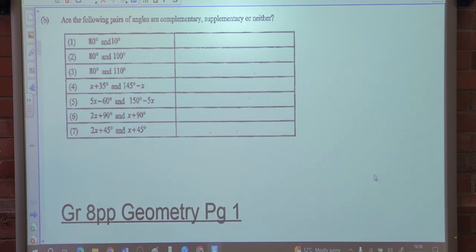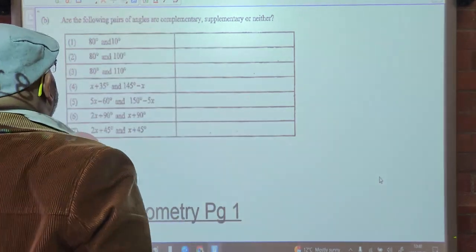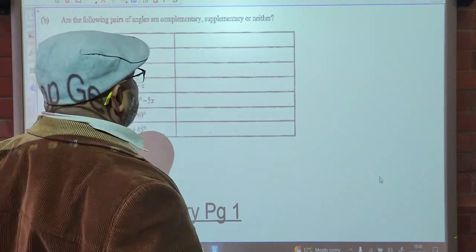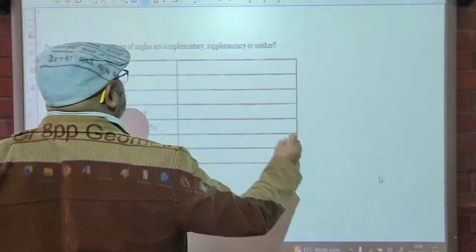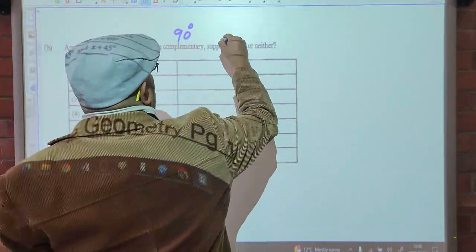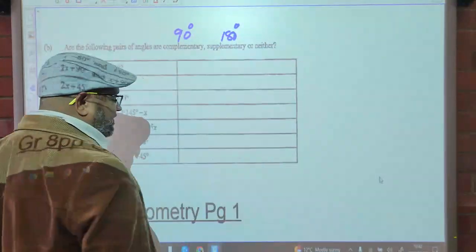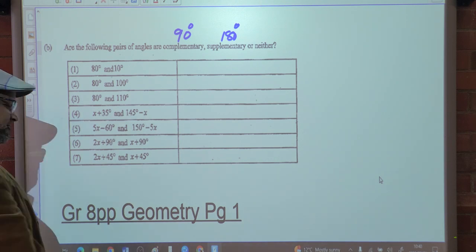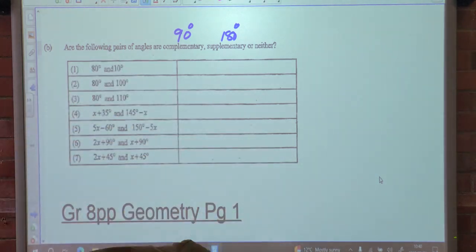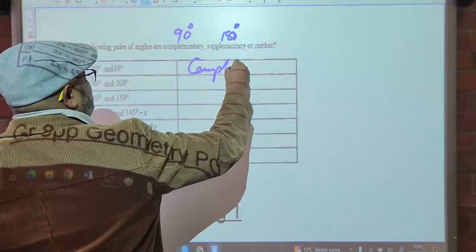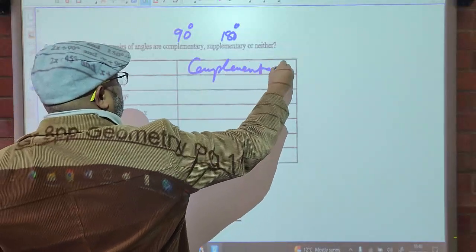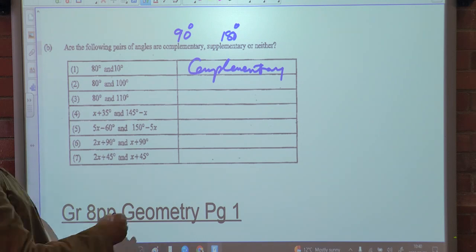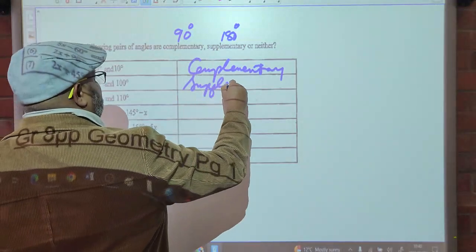Alright, here we go. We're still on page 1. So the following pair of angles are complementary, supplementary, or neither. Now what does complementary mean? It adds up to 90. Supplementary, 180. Neither is neither 90 nor 180. Okay. So what's 80 plus 10? 90. So that means it's going to be complementary. What's 80 plus 100 degrees? 180, which is supplementary.